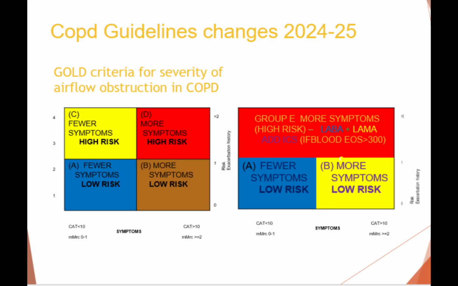Next, you can see on the screen, there are two boxes. The first one is the GOLD criteria for severity of airflow obstruction in COPD prior to 2024, which is the ABCD classification, and the next one is the ABE classification, which is the new GOLD criteria after 2024.